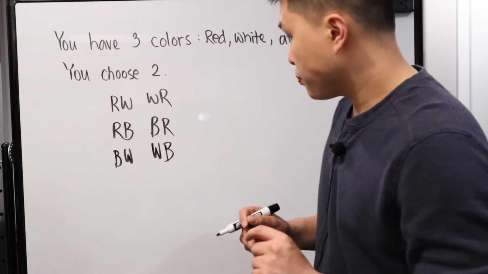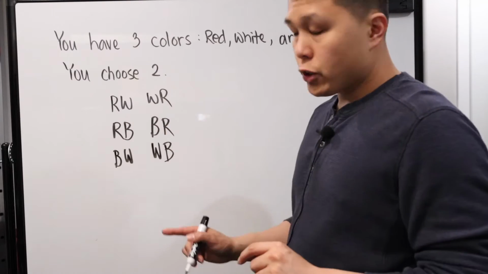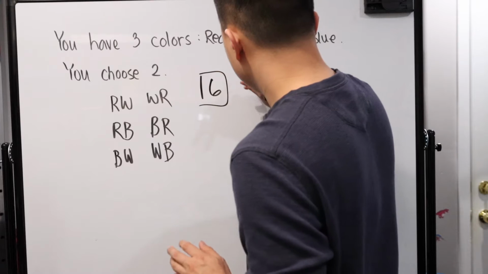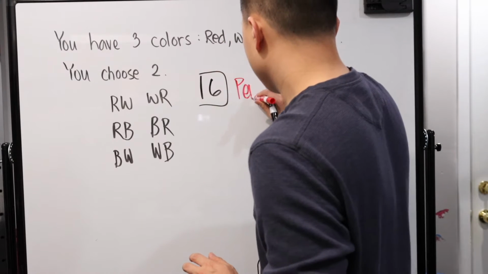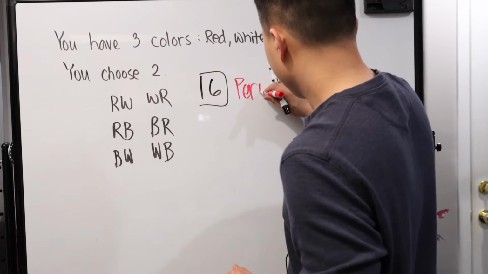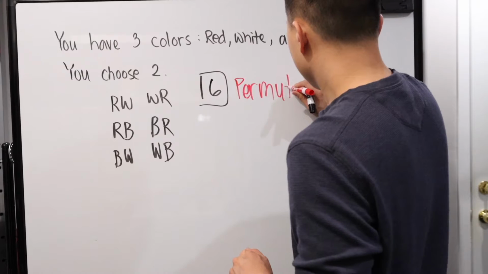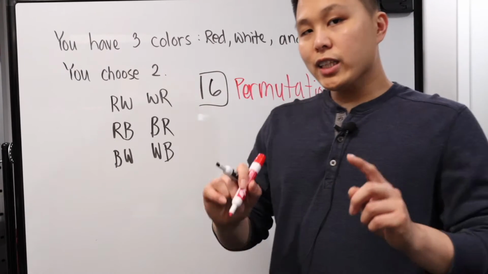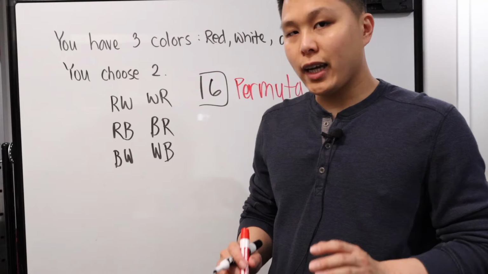Now here's the thing though. This is permutation, meaning that we have six possibilities. Let me label it here: permutation. I don't want to get it confused. Now, in combination, the order doesn't actually matter.